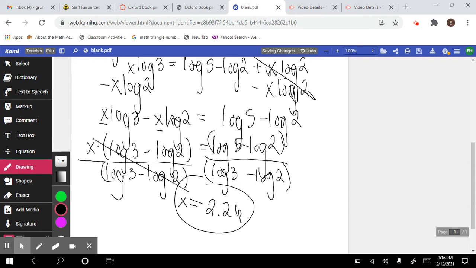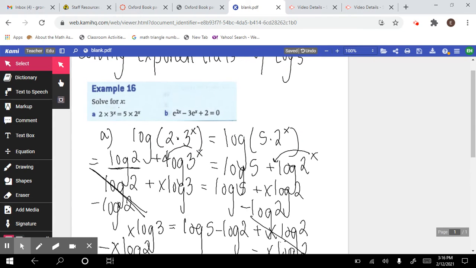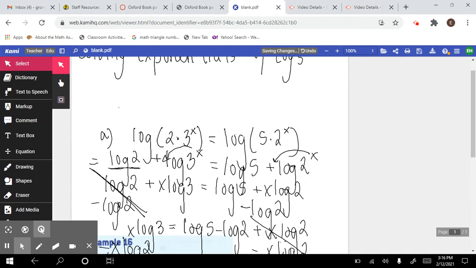Okay. This next one at the top is an interesting one in the fact that it has e's in it, which the opposite or inverse of e is natural log. So we're going to use natural logs on this one. And also it is a kind of camouflage quadratic. So we're going to go ahead and do this one next. I'm going to pull it down to the bottom.